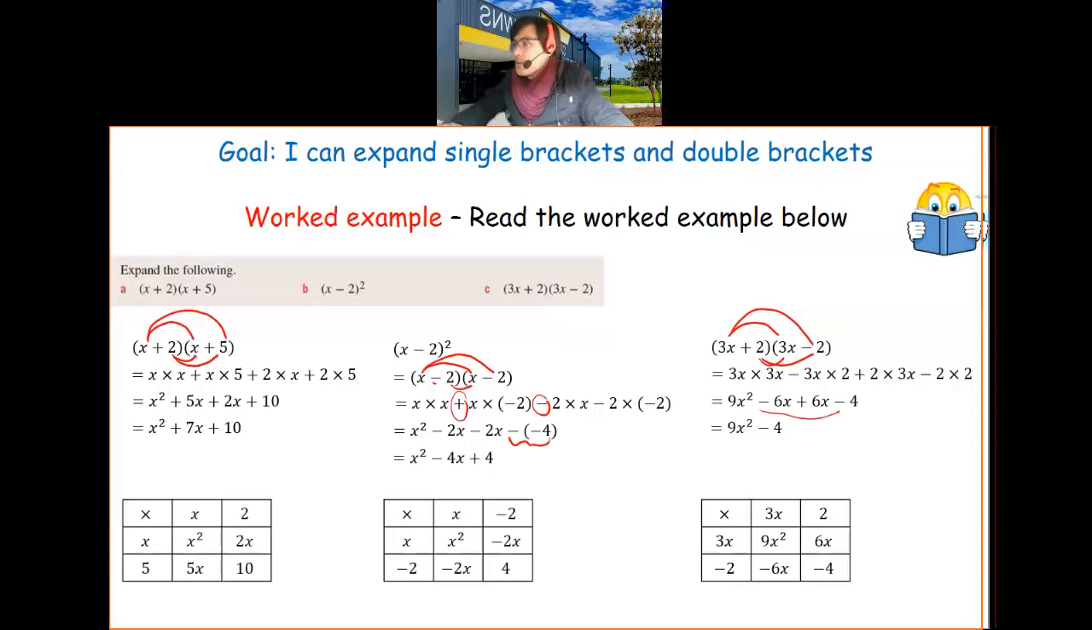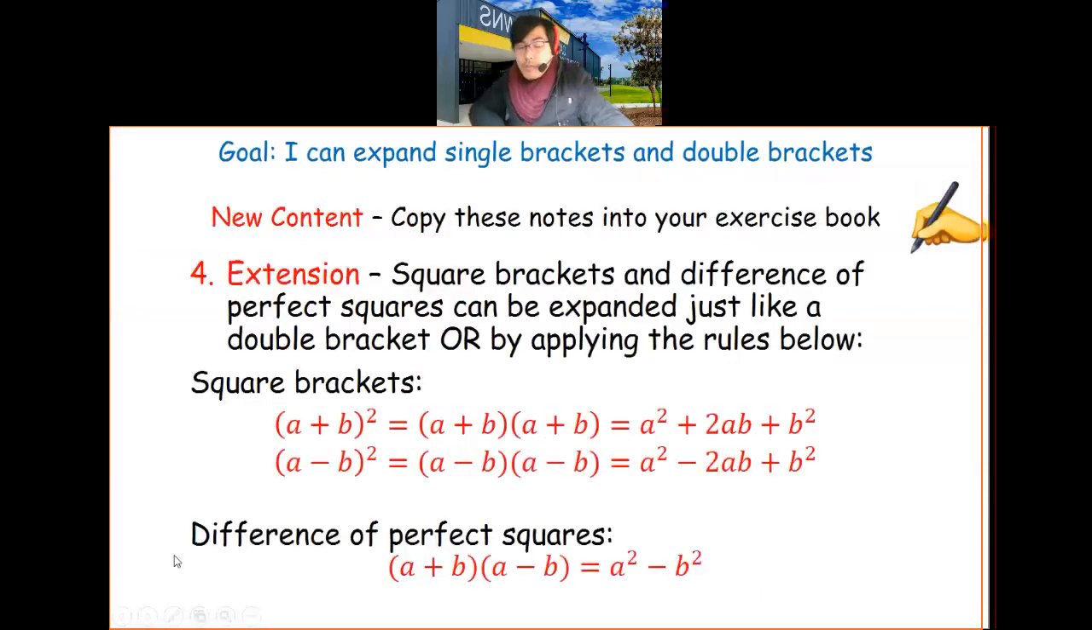Okay, so for those of you who are still staying, I'm taking that as you want to know the extension. So the last two examples before, they're what we call square brackets and difference of perfect squares. And what we can do with them is that we can expand them just like double brackets, like I showed you, or you can also apply the rules below. So this is where the extension bit comes in.